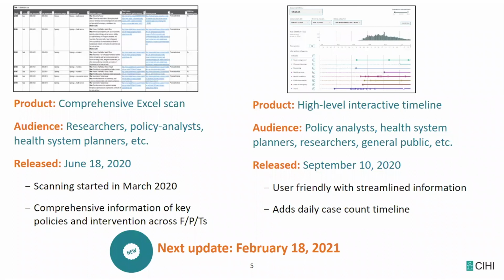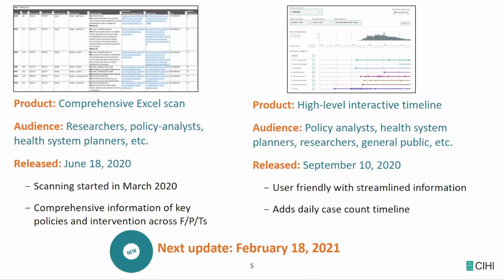The scan is shown here on the left, and it's a comprehensive Excel document, really targeted at researchers, policy analysts, and health system planners. We started doing the scan in March, and then we made an early version available in April to any interested researchers that had contacted us. People are still doing that. We make early versions of the scan available, and then we released it publicly in June of 2020.